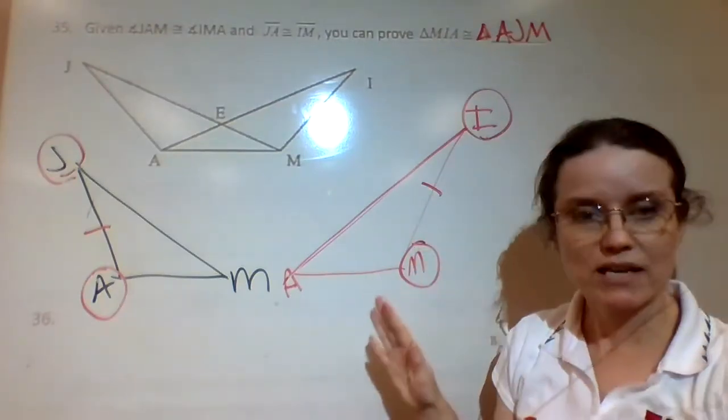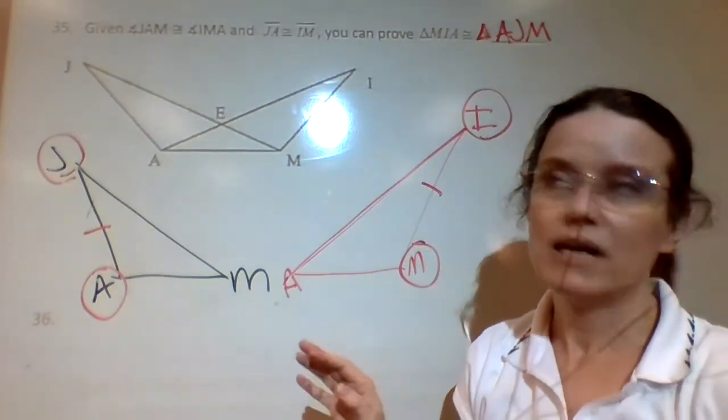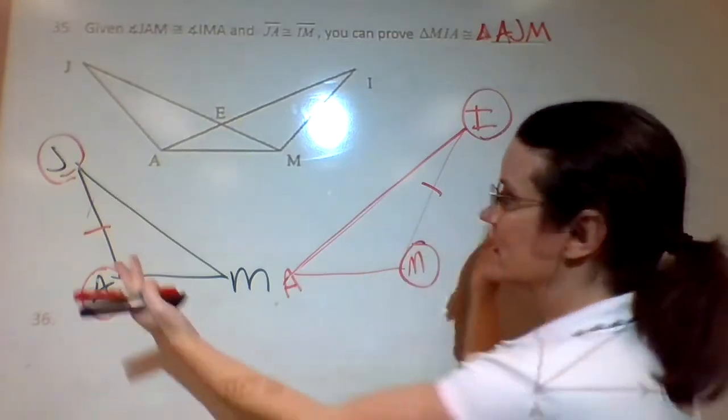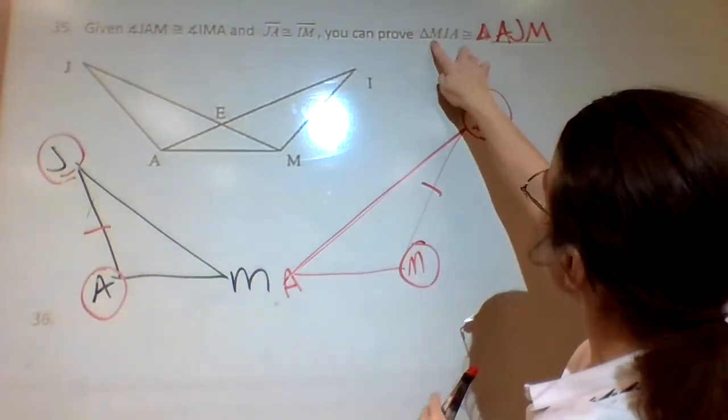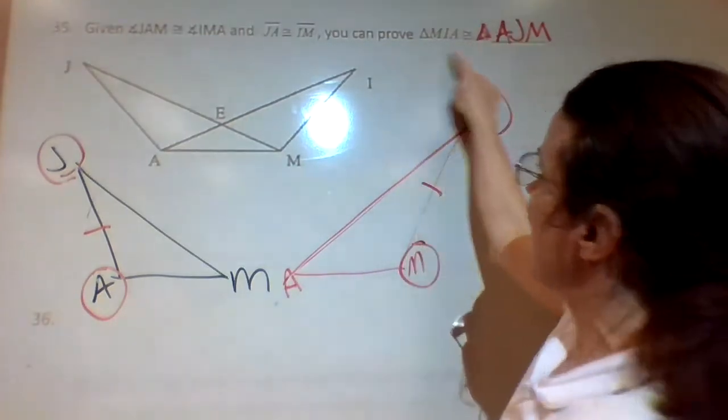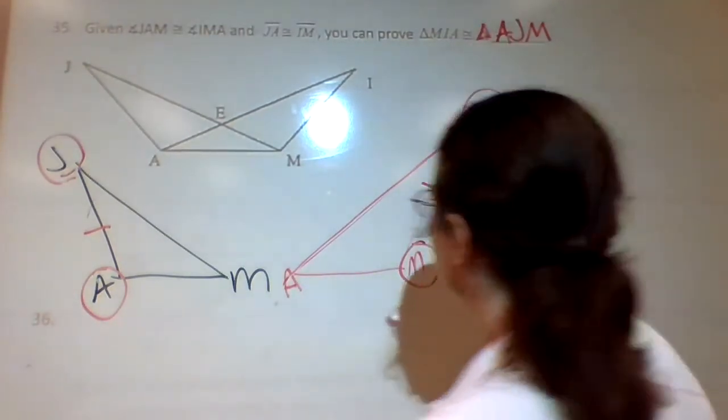Okay, so the main thing here is when you're labeling triangles congruent, that you label the parts in their corresponding orders, so that if you were to line up angle M with angle A, all the other ones would line up exactly as they are listed here.